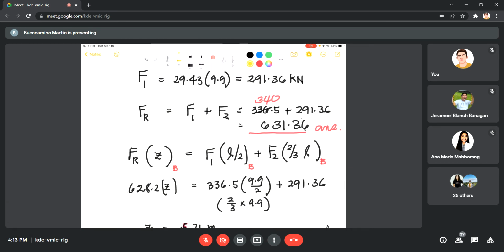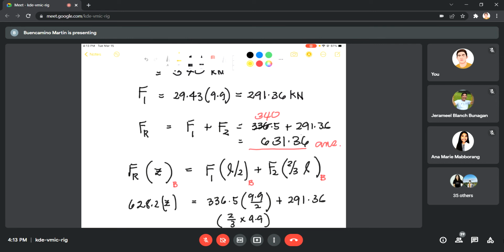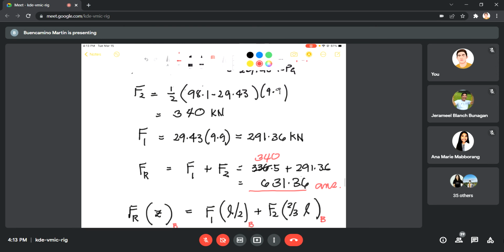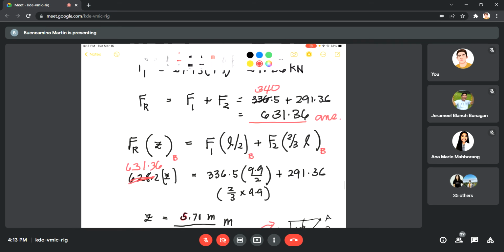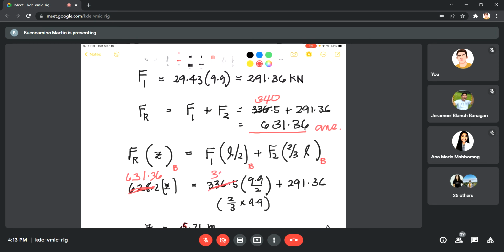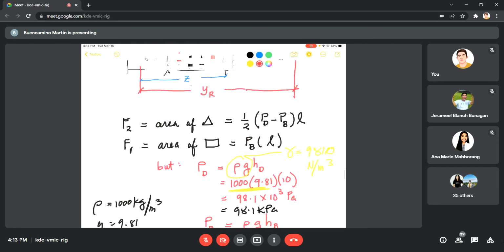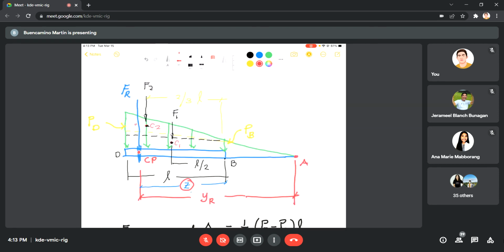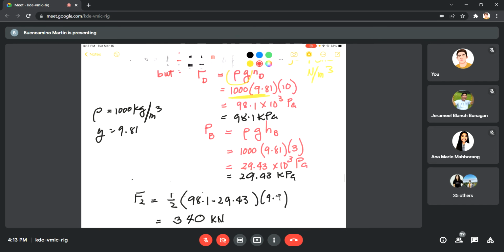So, kailangan kunin natin yung Z natin, di ba? Mali na yata ito eh. Palitan natin ito para alam natin. This is 631.36. And then, ano pa yung isa? 340. Palitan natin 340. Okay, so kailangan kunin natin yung Z na ito para makuha natin yung distance from B to CP. So, paano natin gagawin yan?